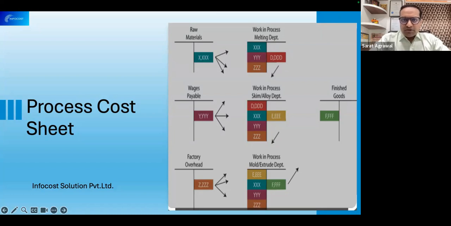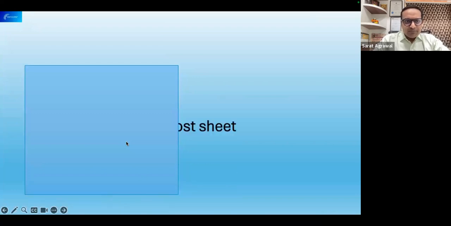This process cost sheet is very important from the point of view of calculating the cost at level 1 and transferring the cost from level 1 to level 2, level 2 to level 3, and so on till the last level. It is also very important for calculating the cost per unit, for valuation of our inventory, and for contribution reporting. So let's understand how this helps us.